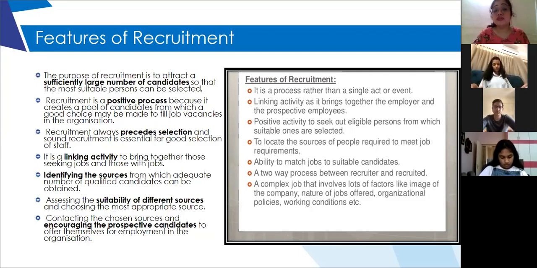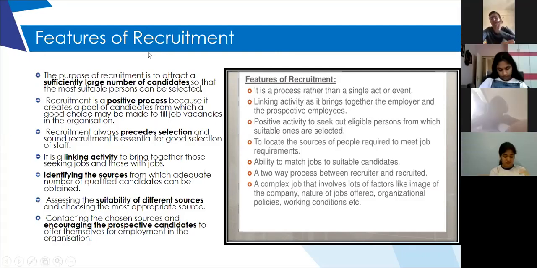It always precedes selection. What is the meaning of the term precede? Precede means what? Who can say the meaning of the term precede? Carry on. No. What is precede? Zara, Meet, what is the meaning of the term precede? Anyone?